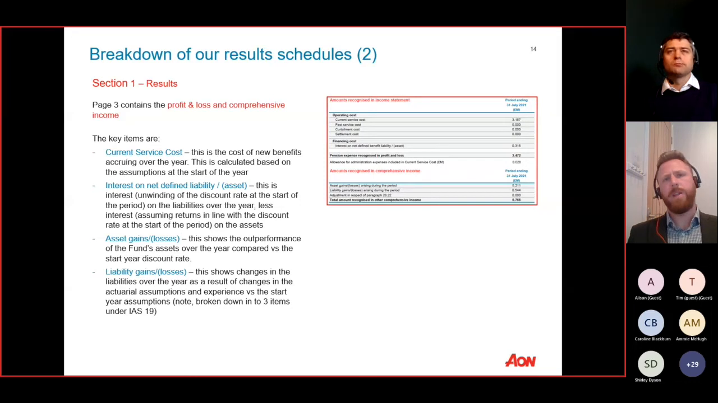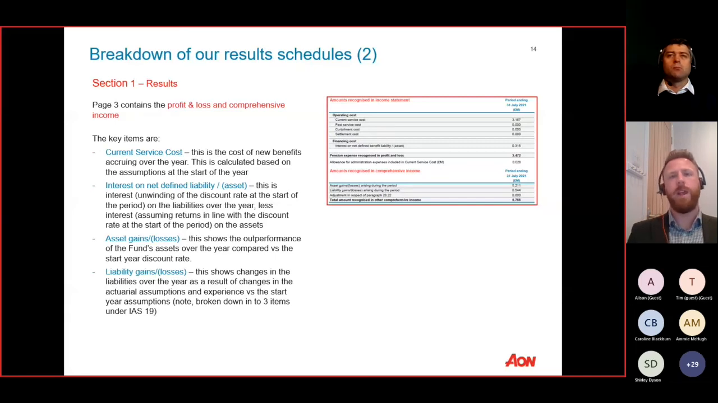The next item is the interest on net defined liability or asset. So that's the interest on the liabilities over the year, so the unwind of the discount rate, less interest on the assets if we were to assume that assets had a return in line with the discount rate. We then have the asset gains or losses, and what this shows is the outperformance of the fund assets over the year compared with that discount rate that we were expecting. And then finally, liability gains and losses, which shows the changes in the liabilities over the year as a result of changes in the actuarial assumptions and experience versus the start year assumptions.